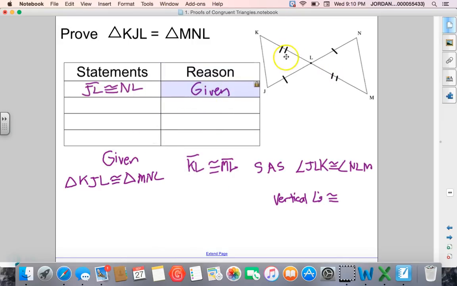Let's look at another thing we know. We know KL is congruent to ML. So that's right here, KL congruent to ML. And again, that was given to us. So we say given for our reason.